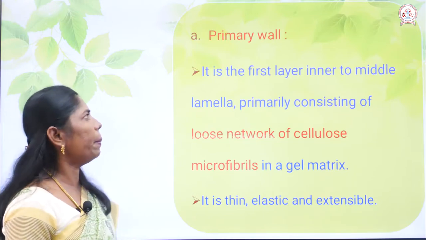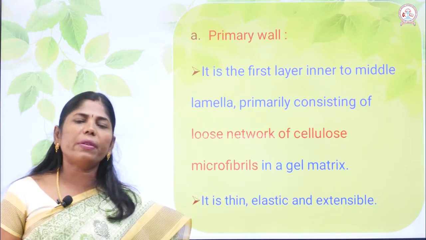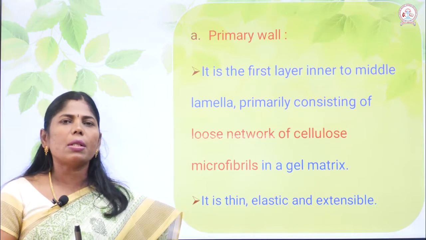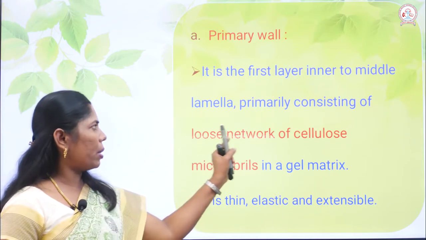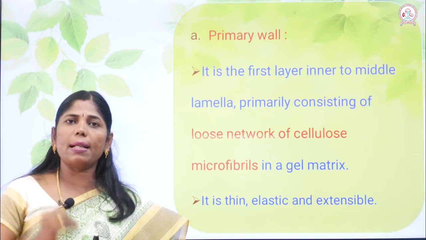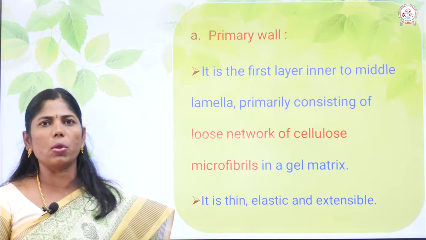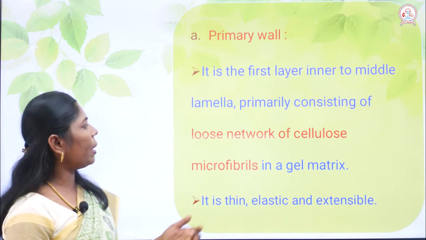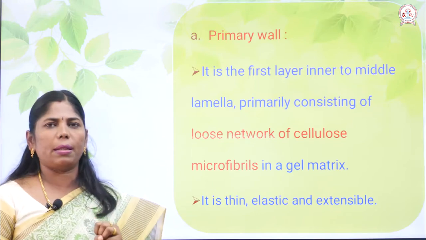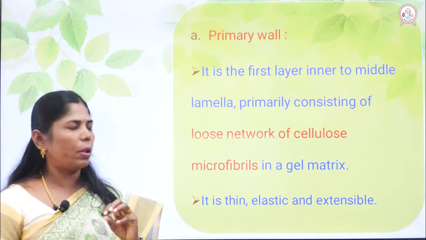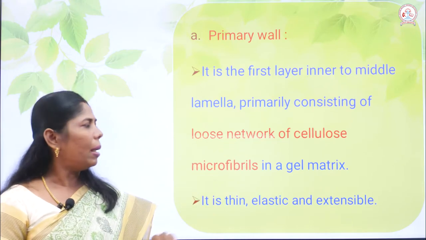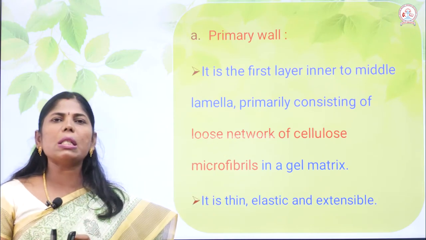So first one is the primary wall. It is the first layer, inner to the middle lamellae. It is very loosely arranged, actually a loose network of cellulose. The primary layer of the cell wall is made up of cellulose, and it consists of what we call microfibrils. A fiber-like structure is present, known as microfibrils. So it is a loose network, and the microfibrils are mingled with a gel matrix.